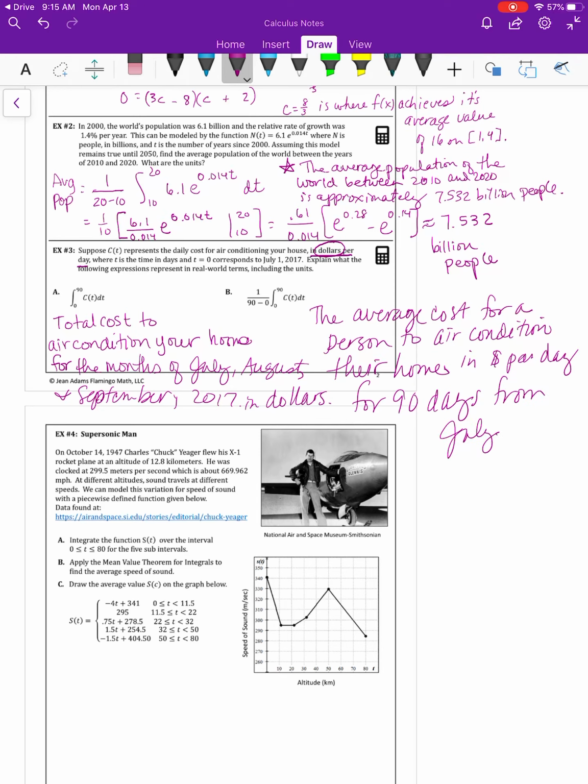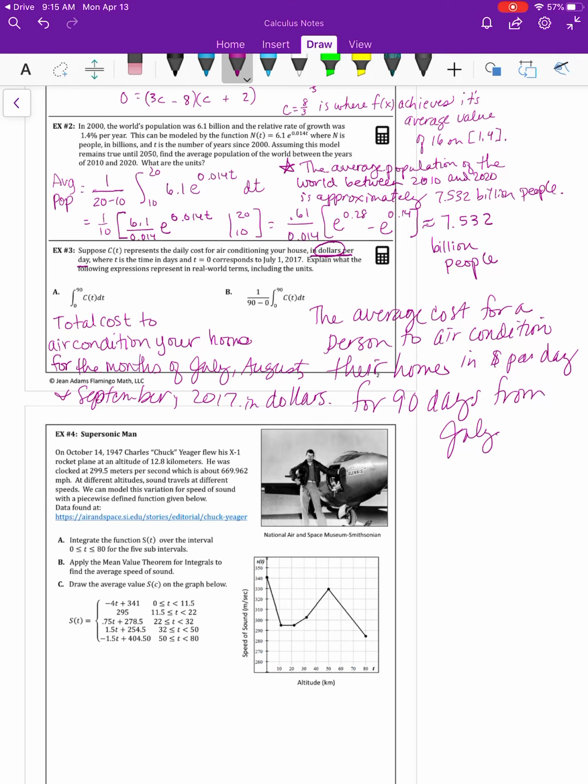Plus 404.50 times 50. And if you put that in your calculator, you should get 9210. So that is how you integrate that whole thing, all 5 subintervals.